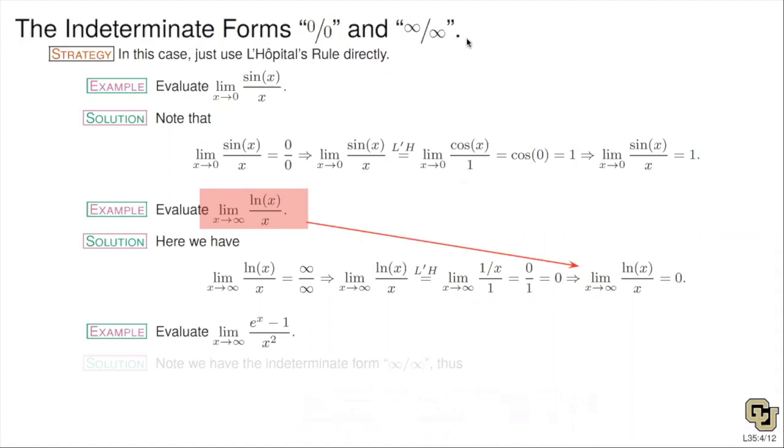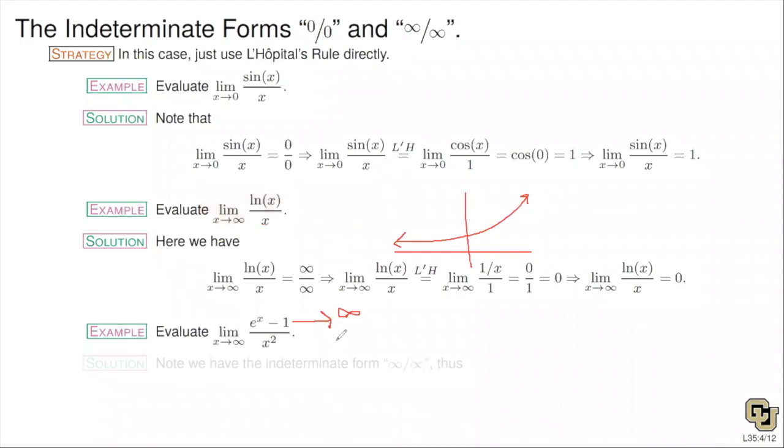One more, slightly more complicated. So limit of e to the x minus 1 over x squared. Again, it's really helpful to remember your exponential graph for the limit here. So e to the x goes to infinity. The minus 1 is not going to affect it. So certainly e to the x minus 1 goes to infinity. x squared goes to infinity. So this is another infinity over infinity type indeterminate form, and I can use L'Hopital's rule.